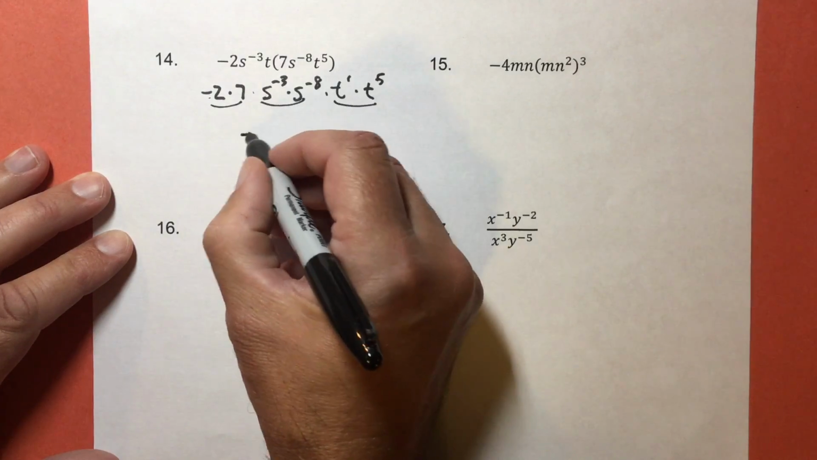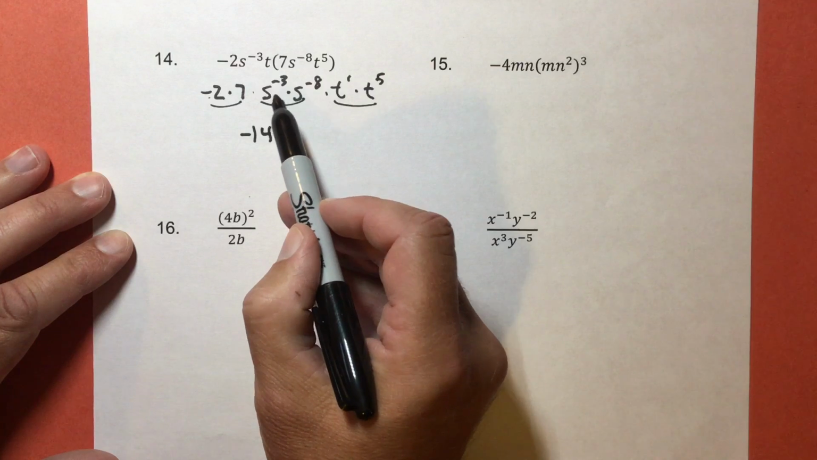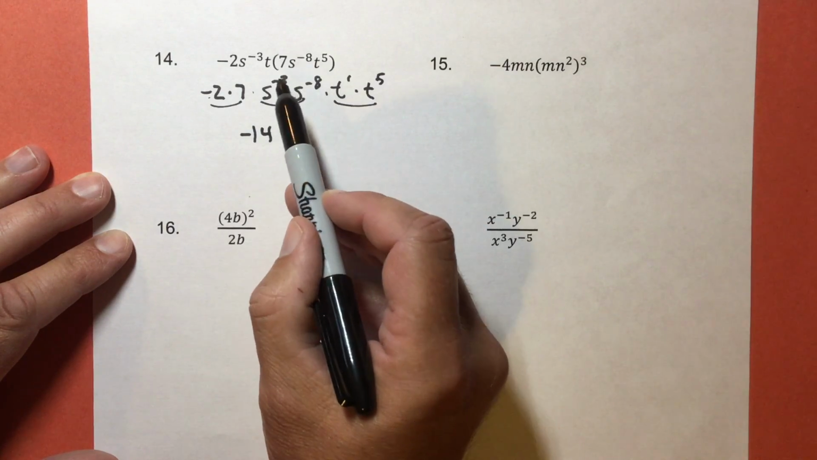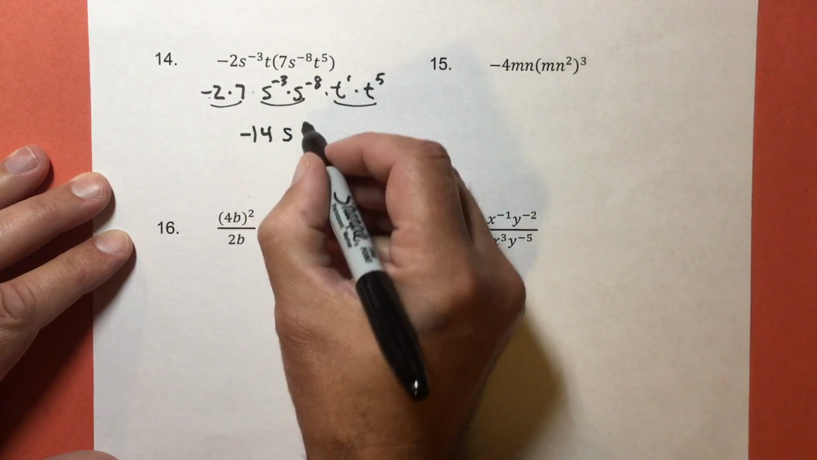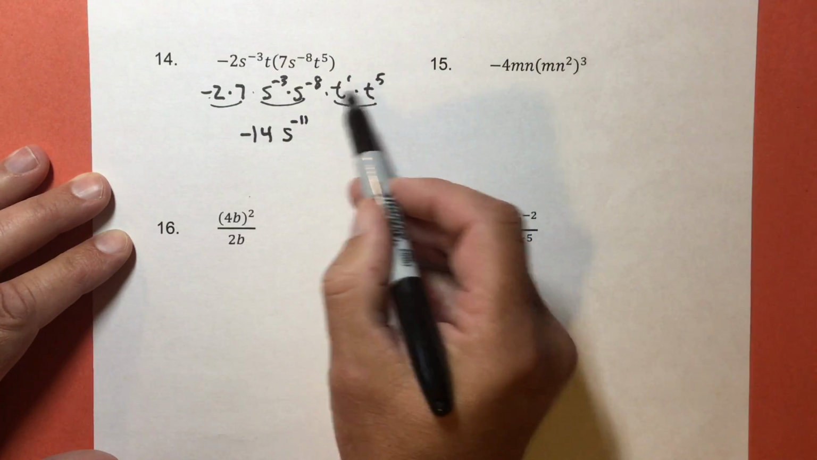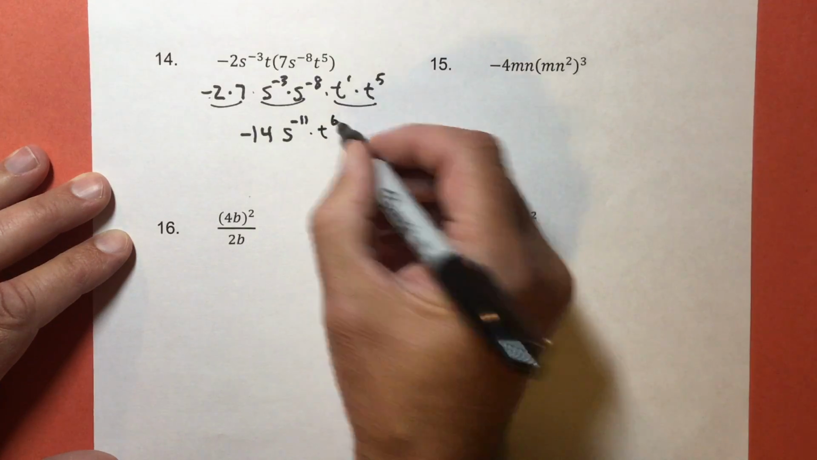Negative 2 times 7 is negative 14. Easy peasy. When I multiply and I've got a product here, I'm going to add the exponents. Negative 3 plus negative 8 is negative 11. So I have s to the negative 11 power. And then same thing with here, 1 plus 5 equals 6, times t to the 6th power.